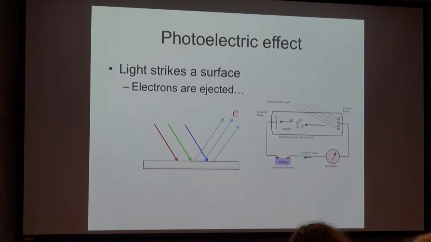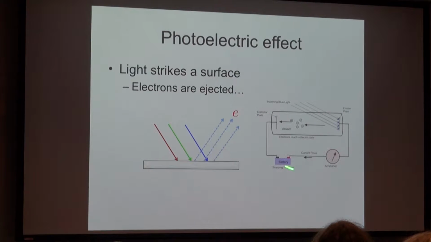experiments were being done where you shine light on a surface, say some metal, and it kicks out electrons. So you're converting light into charged particles, in this case electrons. And this typically is done, you have to do it in vacuum. You have a little vacuum tube. You shine in some blue light on the surface, it emits electrons, collect them on the other side, and you measure how much current flows.